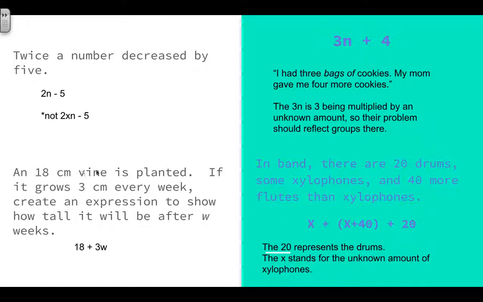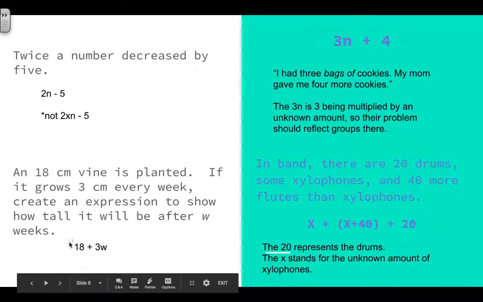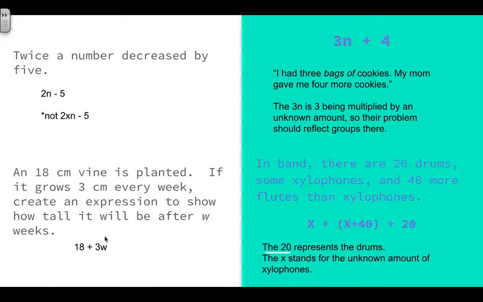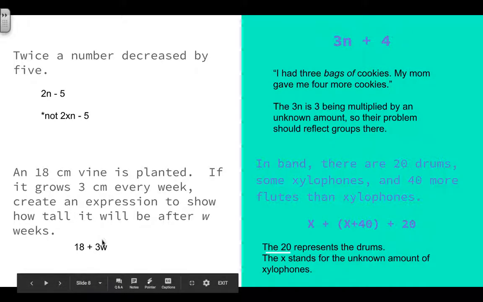They are expected to take word problems and turn them into expressions. An 18-centimeter vine is planted. If it grows 3 centimeters every week, they can create an expression to show how tall it will be after W weeks. So it starts off as 18 centimeters, and then every week grows 3. It's tricky for them to realize that this is multiplication and this is addition. A lot of times they just want to do 18 times 3 times W. But we practice, okay, think about in 2 weeks, how much has it grown? Only 6 centimeters. So does 18 times 3 times W show that?